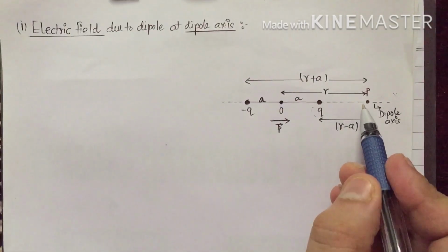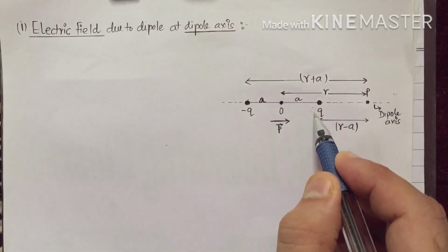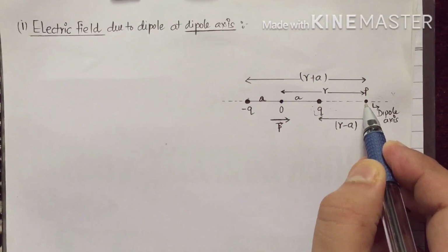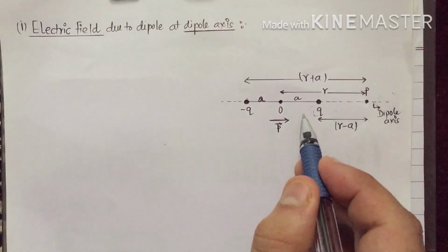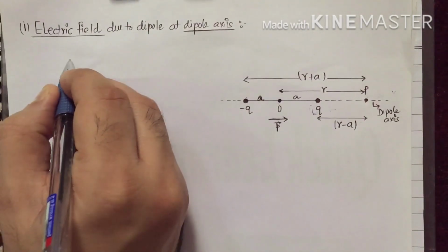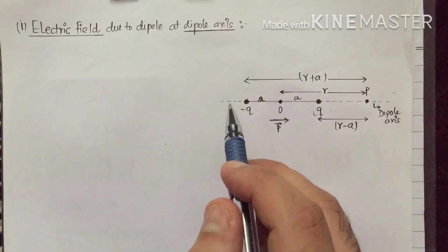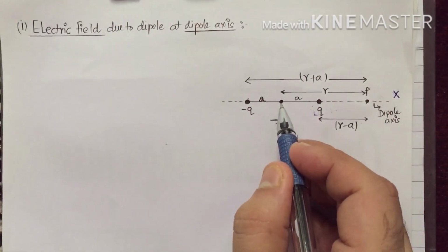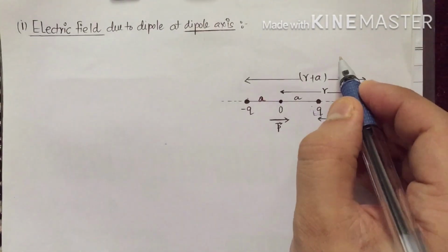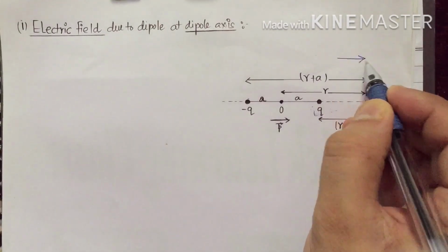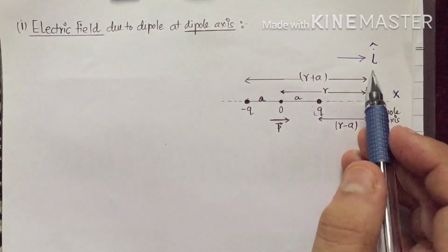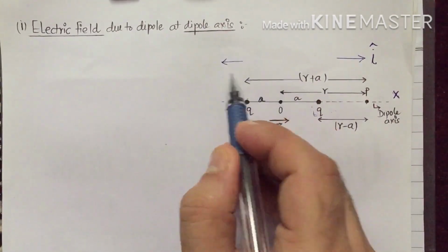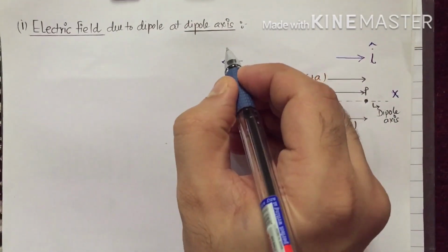We need to calculate electric field at point P. So we find the electric field due to q and minus q at this point. Let's write down the expression for the electric field at the point P due to charge q and minus q. Also, let us assume that the dipole axis is along the x-axis and the center of the dipole is taken as the origin, such that the right direction can be taken as i cap. i cap is a unit vector along x-axis, and the negative direction, that is the direction towards left from the origin, is minus i cap.